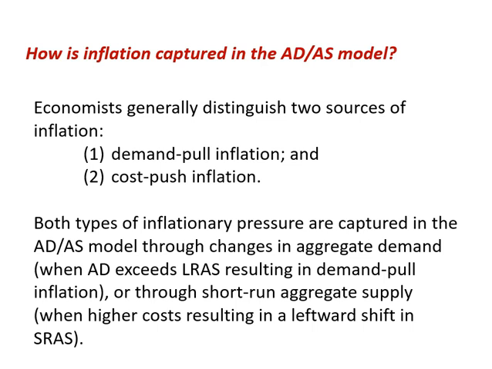First, economists distinguish two sources of inflation: 1. Demand pull inflation, and 2. Cost push inflation. Both types of inflationary pressure are captured in the aggregate demand and aggregate supply model, through changes in aggregate demand, that is when AD exceeds LRAS resulting in demand pull inflation, or through short-run aggregate supply, when higher costs result in a leftward shift in SRAS.